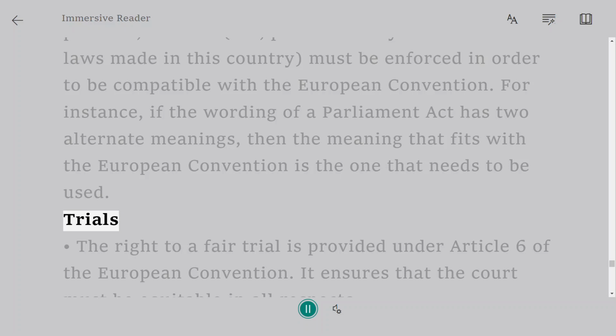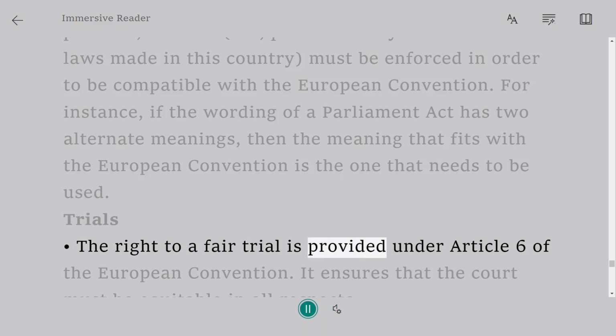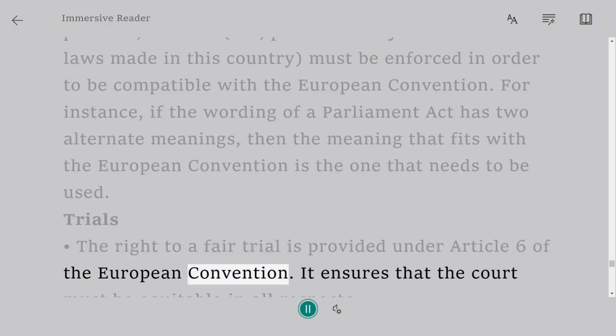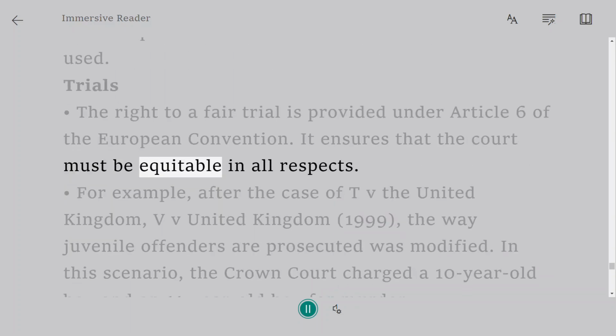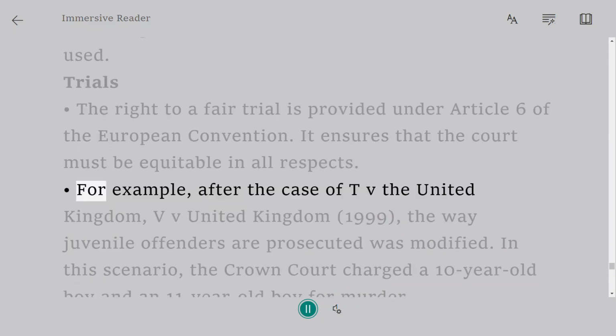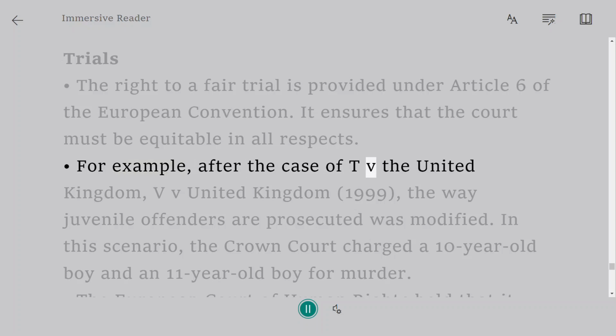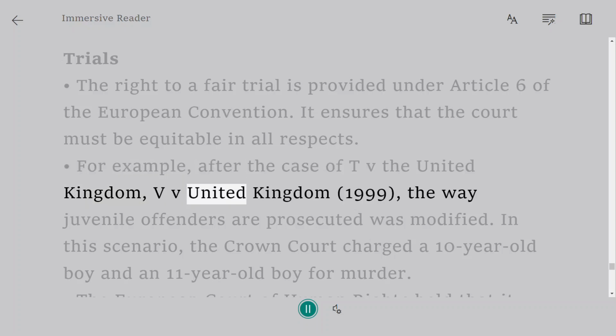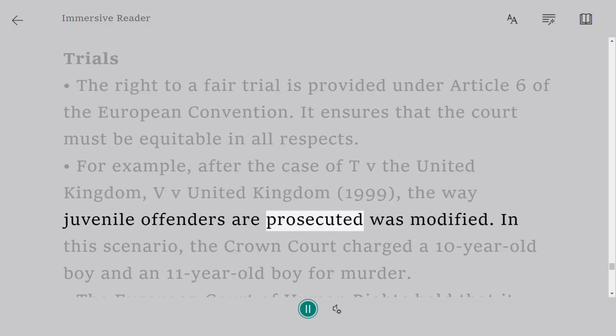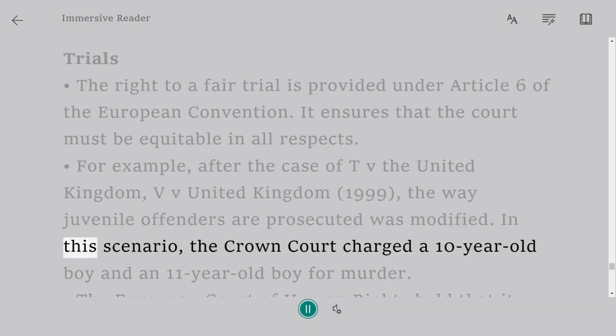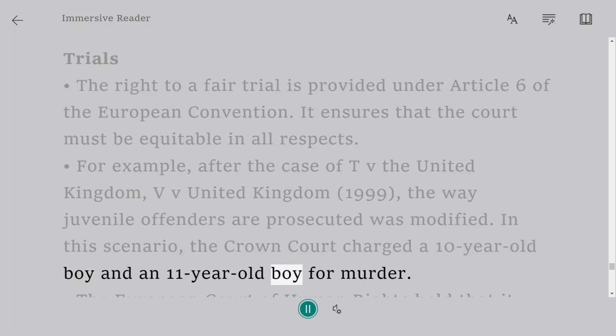Trials. The right to a fair trial is provided under Article 6 of the European Convention. It ensures that the court must be equitable in all respects. For example, after the case of T v. United Kingdom, 1999, the way juvenile offenders are prosecuted was modified. In this scenario, the Crown Court charged a 10-year-old boy and an 11-year-old boy for murder.